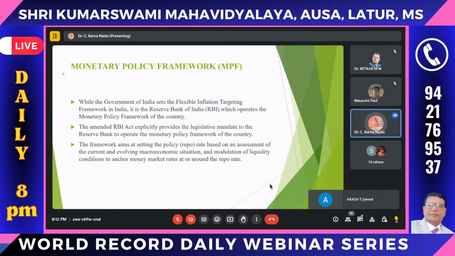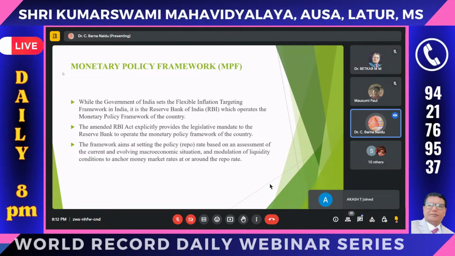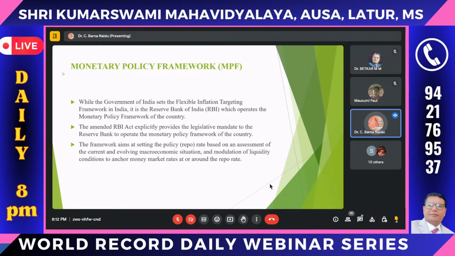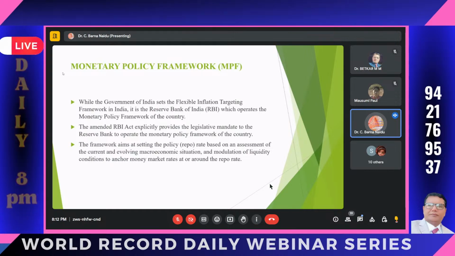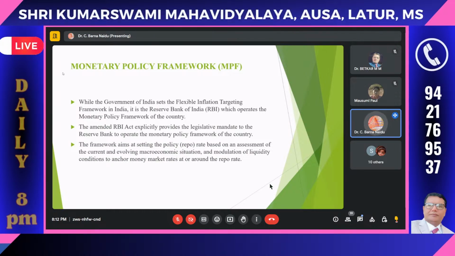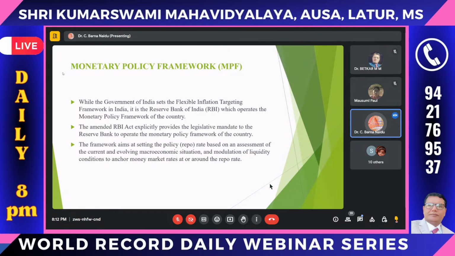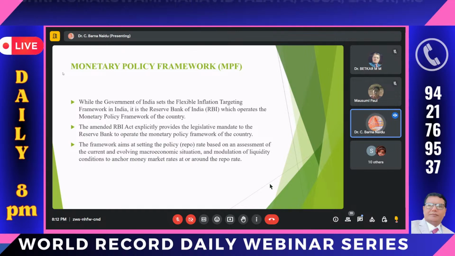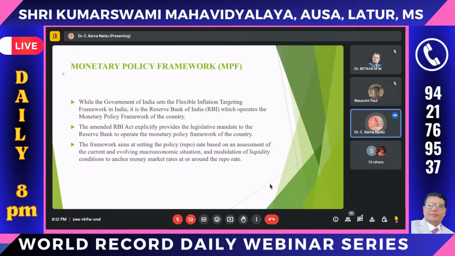Now, the money market is a market which monitors the local trading activities. There are many instruments in the money market, for example bills of exchange, call money, notice money, and commercial paper. So there are various instruments in the money market which help to regulate the trading system in the economy. That also comes under the monetary policy framework.